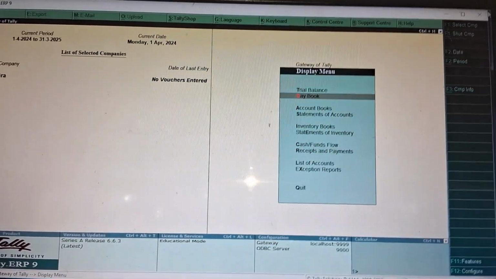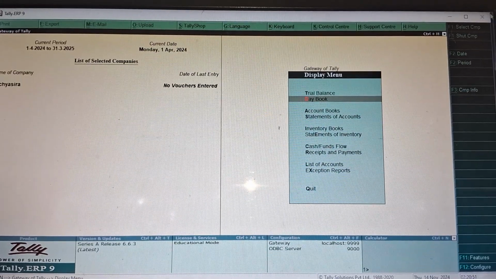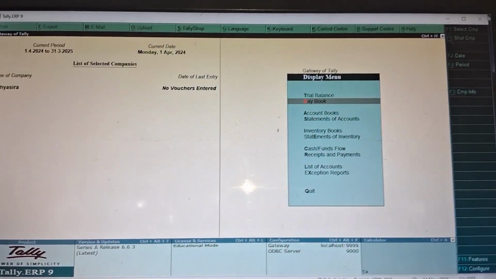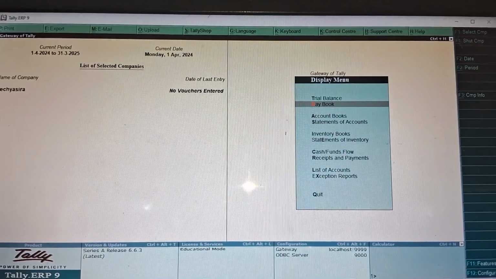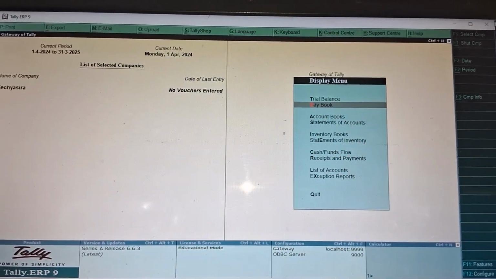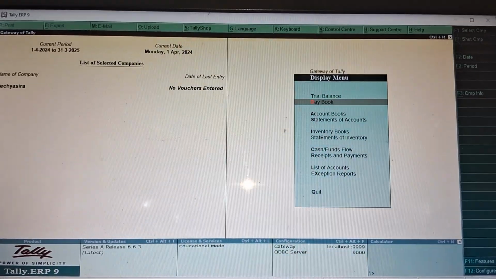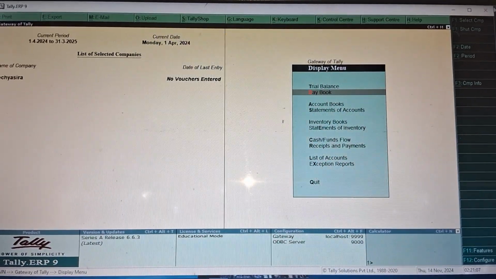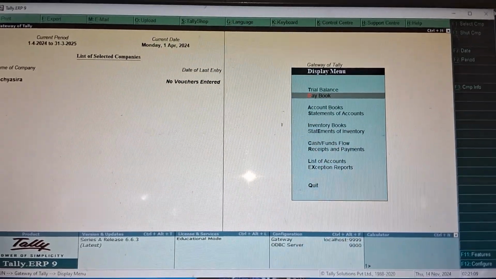Or we can say this also: in accounting, a day book is used to record transactions in the following ways. For example, the sales day book records invoices for sales, and the purchases day book records invoices received from suppliers as well. So that is what a day book is.